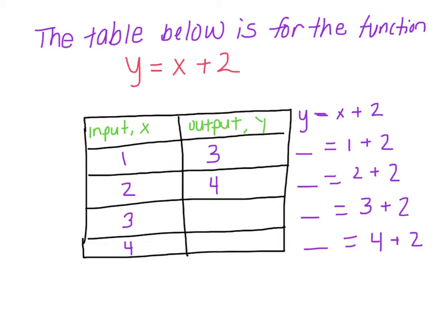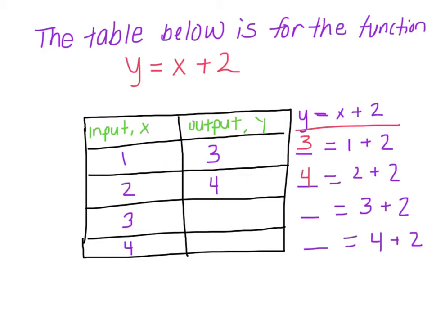Okay, let's look at a math example. The table below is for the function y equals x plus 2. So our input here is x, our output is y. Here we have the numbers that we need to input into this function. So on the right here, I have written out the function with the numbers substituted in that we need for each one. So for the first one, I have y equals x plus 2. That's our function. For the first one is 1, because that's our input, x plus 2, we get 3.